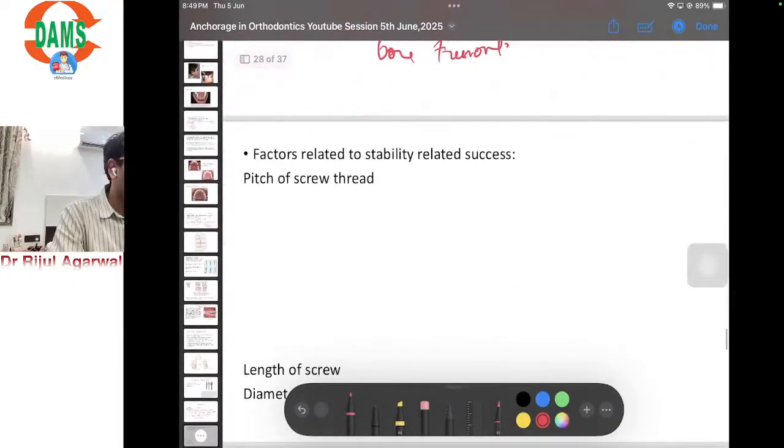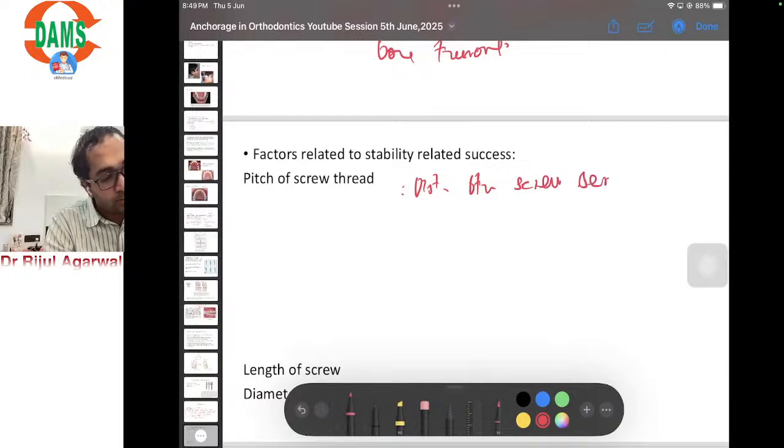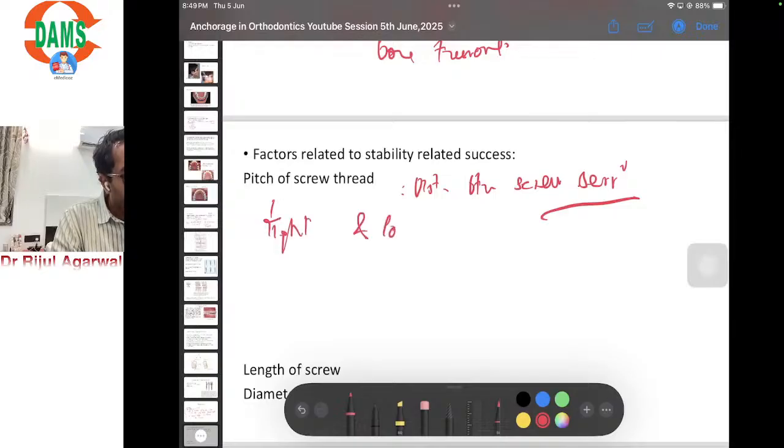Moving ahead, next are the factors related to the stability of the screw. First is the pitch of the screw thread. Pitch is the distance between the screw serrations, that is, how close or far apart the threads are. There are two terms used, tight and loose pitch. Tight means the threads are close, loose means they are apart. So what is the concept? In dense bone, that is thicker bone, we should have a tight pitch screw.